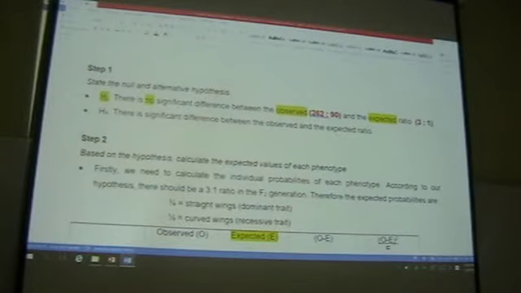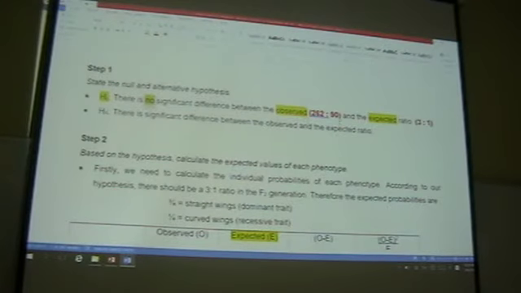Now, you must always state two hypotheses when you do your chi-square. The first hypothesis is called H0. The second hypothesis is called HA, which stands for the alternative hypothesis. One way I remember H0 is that it has a 0 there, and the definition also has a 0, meaning no difference. There is no significant difference.